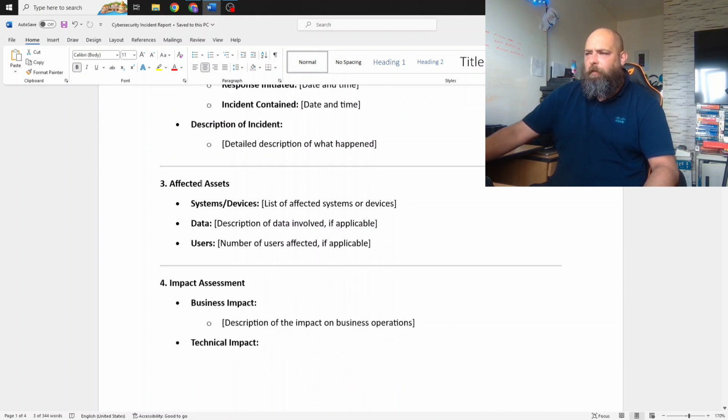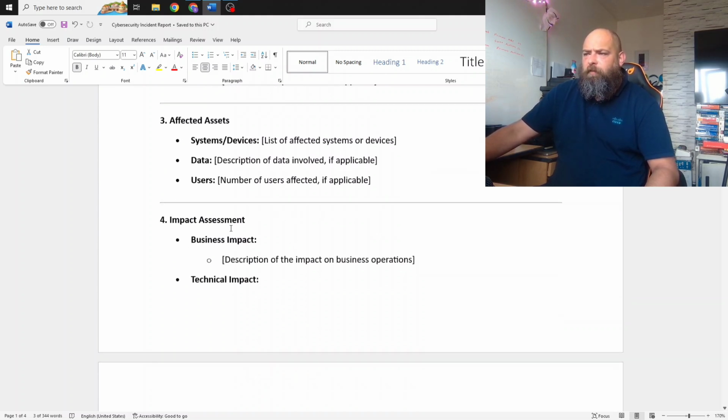Now in section 3, the affected assets are listed. For example, systems and devices. A list of affected systems or devices would need to be listed. The data would as well, such as a description of data involved if applicable, and the users, such as the number of users that were affected.